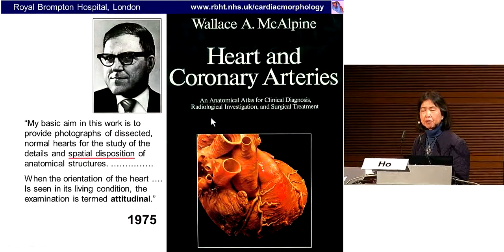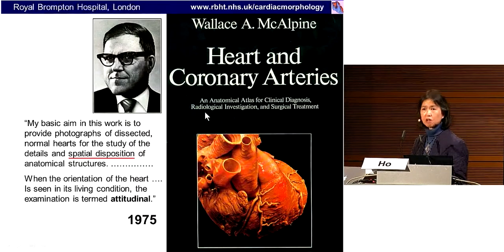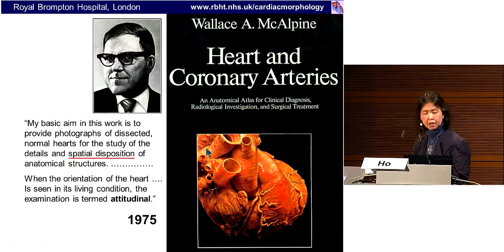And then came the era where color photography came into being. So we have this atlas by Wallace McAlpine, a very clinically related kind of anatomy atlas. And in his words, my basic aim in this work is to provide photographs of dissected normal hearts for the study of details, and importantly, spatial disposition of anatomical structures using photographs. And he emphasized also the term attitudinal. So this was a book published in 1975 already. And we'll hear more of Wallace McAlpine's work later on.